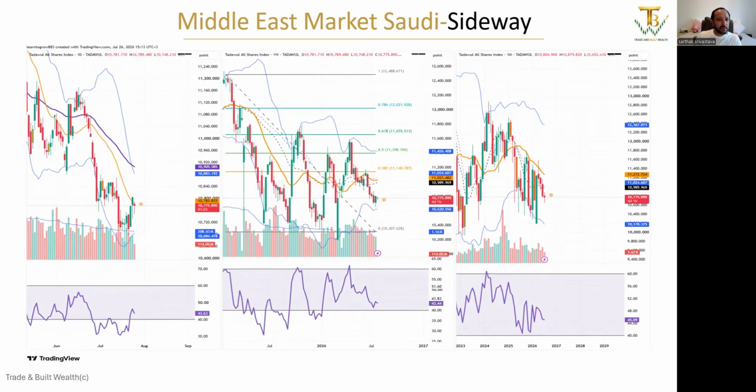Okay, now let's have a look at the Saudi market. Saudi market in the Middle East is also kind of sideways, flat. There is nothing happening over here.